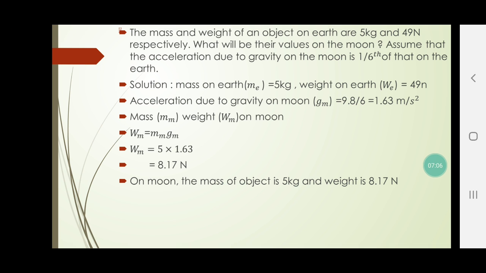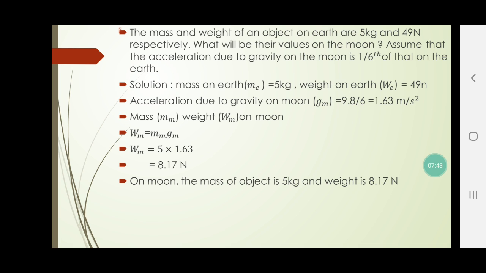Next, the mass and weight of an object on Earth are 5 kg and 49 Newton respectively. What will be their values on the moon? Assume that the acceleration due to gravity on moon is 1/6 of that on the Earth. Mass on the Earth is given by ME, that is equal to 5 kg. Weight on the Earth is 49 Newton. Right, capital N over there.